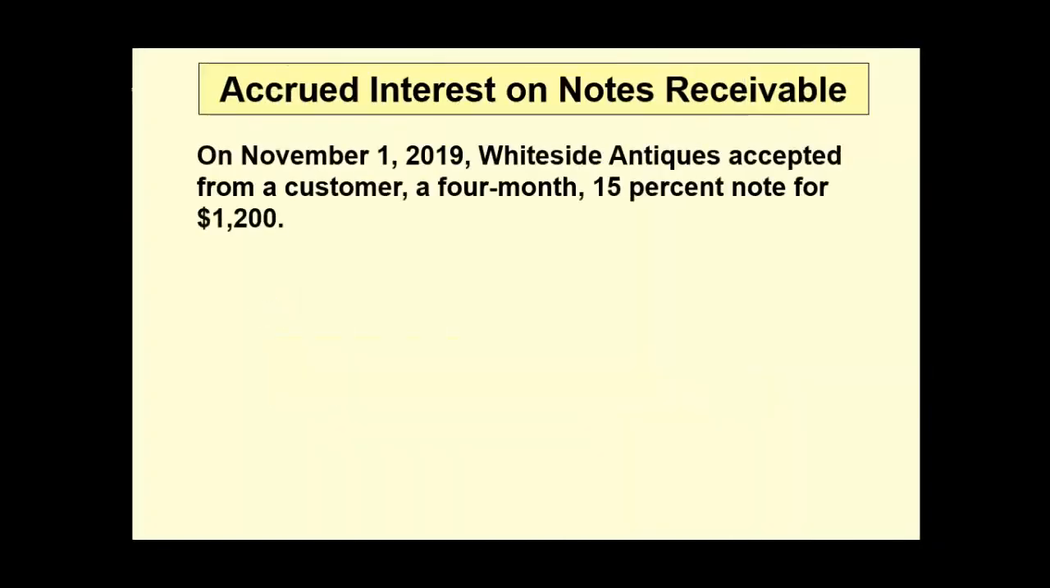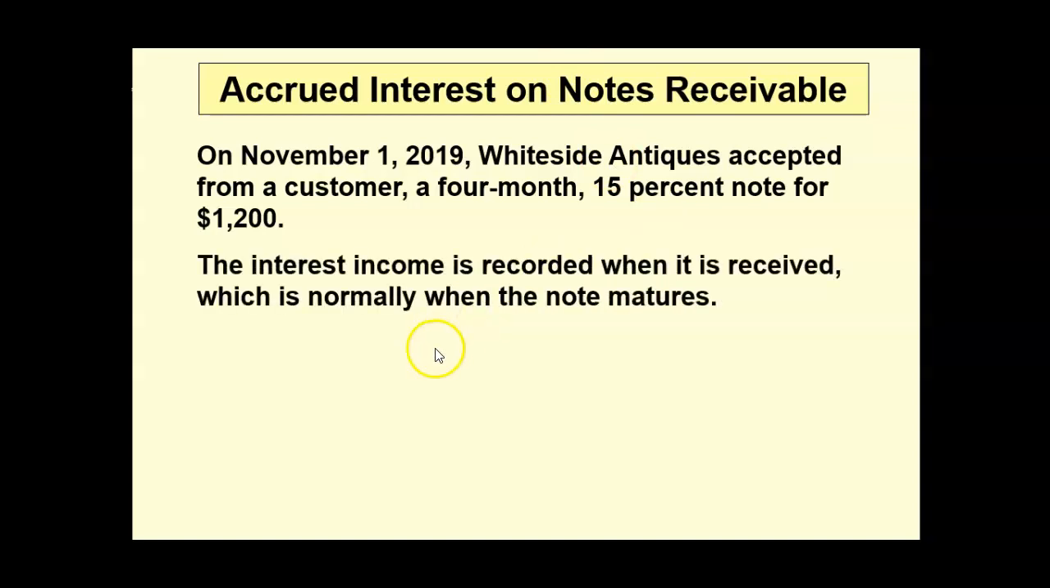For example, Whiteside Antiques accepted from a customer a 4-month 15% note for $1,200. So a client owes us $1,200. We made them sign a promissory note agreeing to pay us back the amount owed plus 15% interest in 4 months. Now our accounting period ends on December 31st.